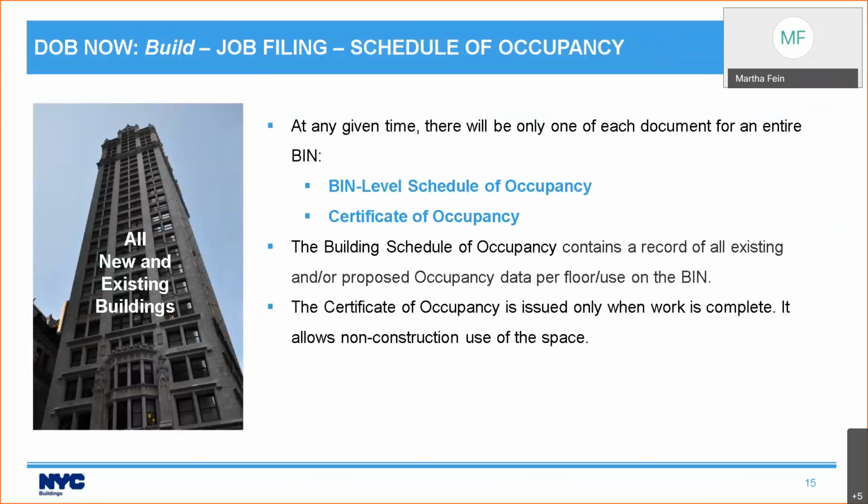So at any given time, there will be only one of each of these documents for an entire bin. One bin level schedule of occupancy and one certificate of occupancy. The bin level schedule of occupancy contains a record of all existing and/or proposed occupancy data per floor use on the bin. And the certificate of occupancy, which is issued only when work is complete, allows for non-construction use of the space, which you know.